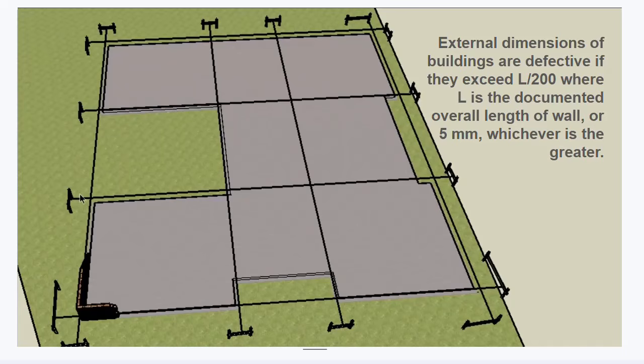So if your wall's 20 meters long, 20 divided by 200 gives you 100 mil. You've actually got 100 millimeters to play with as your tolerance for your setting out.